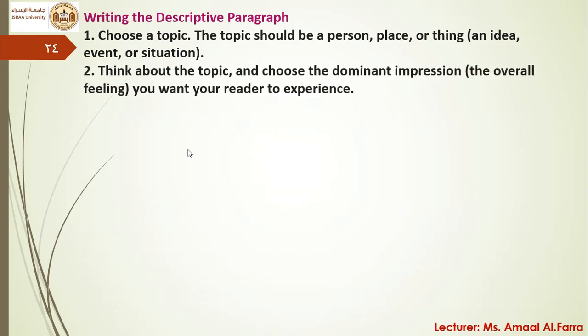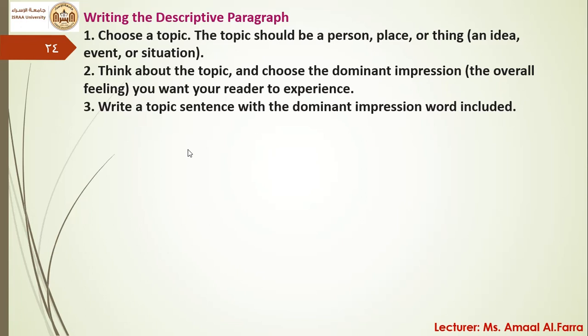Number 2, think about the topic and choose the dominant impression, the overall feeling you want your reader to experience. Okay, so after choosing the topic, think about what is the dominant impression, what is the feeling that you want to evoke in your reader, because this dominant impression should be used in all the sentences of the paragraph. Number 3, write a topic sentence with the dominant impression word included. After deciding on the dominant impression, you have to write your topic sentence with its topic, its controlling idea, and a word or a phrase expressing the dominant impression.